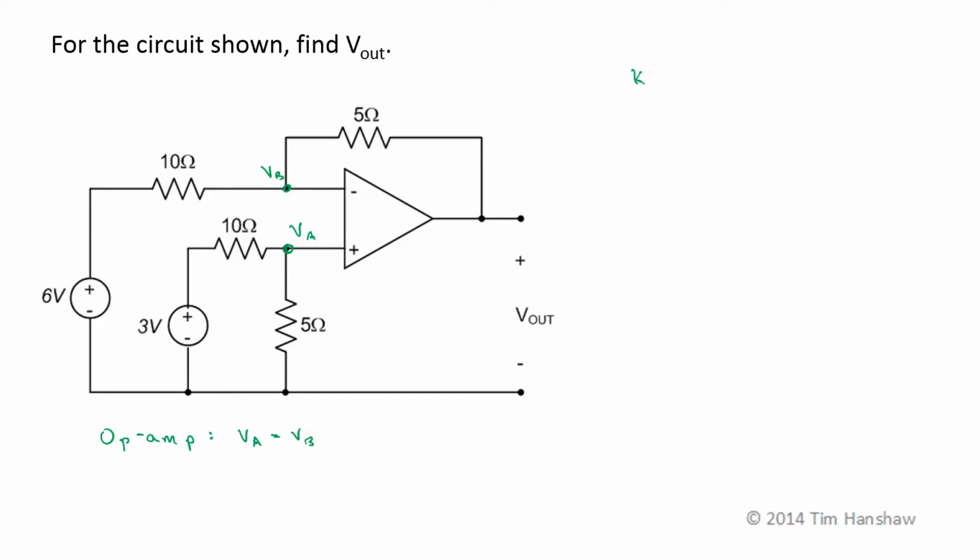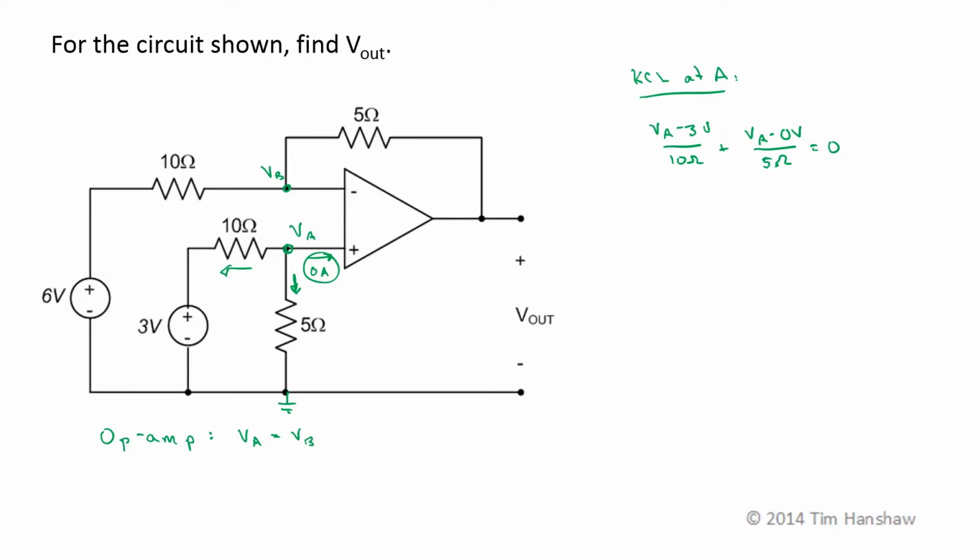So let's do KCL at A, summing currents leaving the node, this current plus this current plus this current, which according to the op-amp rules is 0 amps. So (VA minus 3 volts, if I take this as my reference ground) over 10 ohms, plus (VA minus 0 volts) over 5 ohms, which is the current in this direction, is equal to 0 because there isn't any current into the op-amp input terminals.